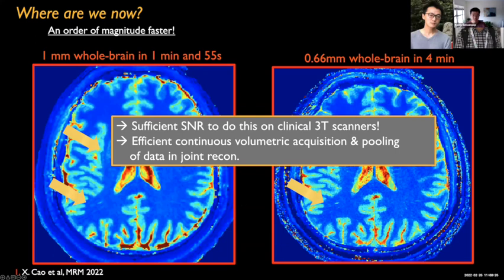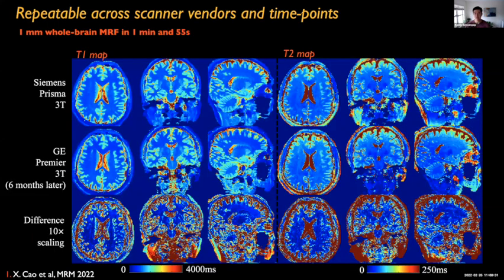So now that I've shown you this, let's look at some of the applications or the benefit of some of these quantitative techniques. Here's an example, which is quite neat, I think, showing repeatability across scanner vendors as well as time points. Here's a healthy volunteer acquired 1 millimeter isotropic whole brain in less than 2 minutes on the Siemens scanner at the Martinos Center before I moved over to Stanford. And then 6 months later, once we implemented this on the GE scanner at Stanford, we scanned the same healthy volunteer in less than 2 minutes.